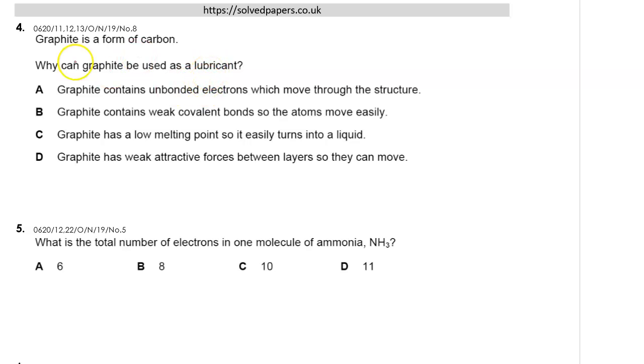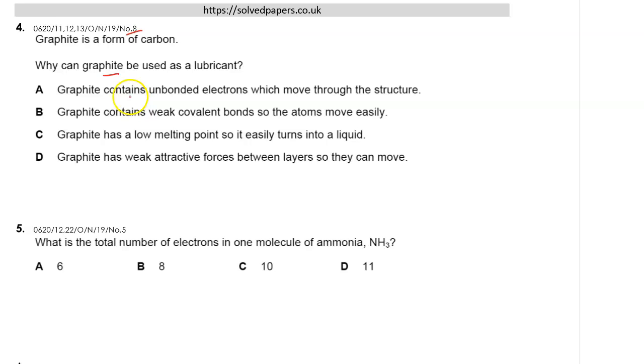So question number 4 appeared in variant 1.1, 1.2, and 1.3. There it was question number 8. Graphite is a form of carbon. Why can graphite be used as a lubricant? Why do we use graphite as a lubricant? Of course, graphite is used as a lubricant in several places, right? And it's also used as a conductor of electricity, as an electrode.